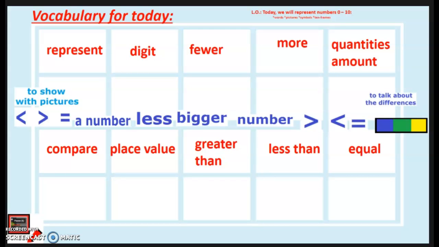Alright, so our vocabulary today: represent, digit, fewer, more, quantities, amount, compare, place value, greater than, less than, and equal. They should seem similar because we just went over them. Match them, talk about them, but press play to see if I'm correct.